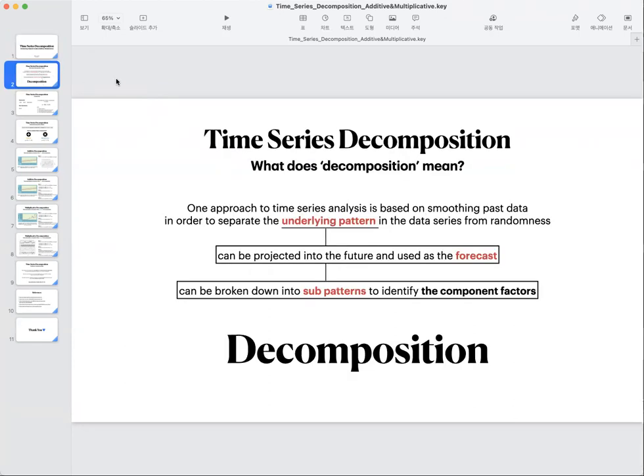Before we move on to the models, I just want to define what decomposition means. There is one approach to time series analysis based on smoothing past data in order to separate the underlying patterns in the data series from randomness. These underlying patterns can be projected into the future and used as the forecast. Also, it can be broken down into sub-patterns to identify the component factors. Simply speaking, this procedure, breaking down a series into different components, is called decomposition.